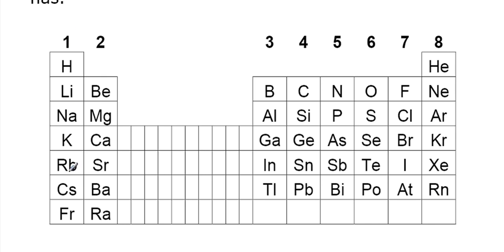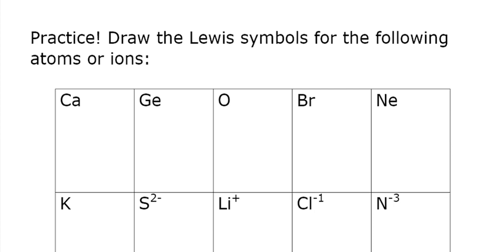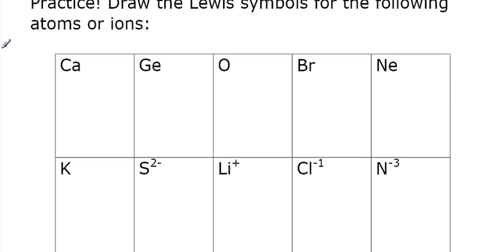So everything in group 1 has 1 valence electron, or it will show 1 dot. Everything in group 2 has 2 dots or 2 valence electrons, and that continues all the way over to the noble gases where there's 8. So how do we draw the dot diagrams? These are very, very easy once you know that trick with the periodic table.